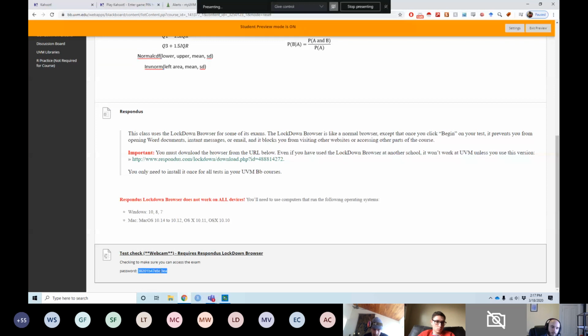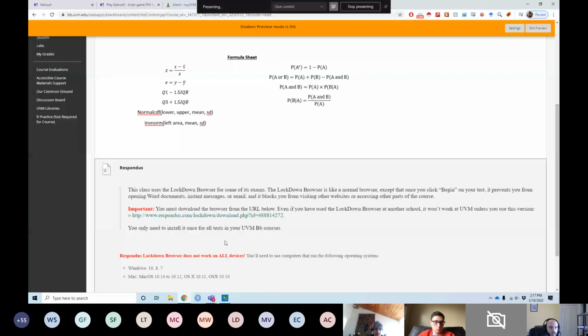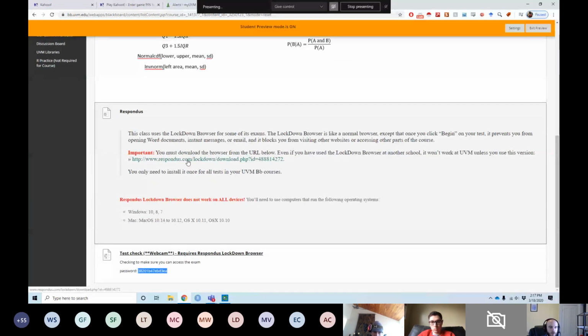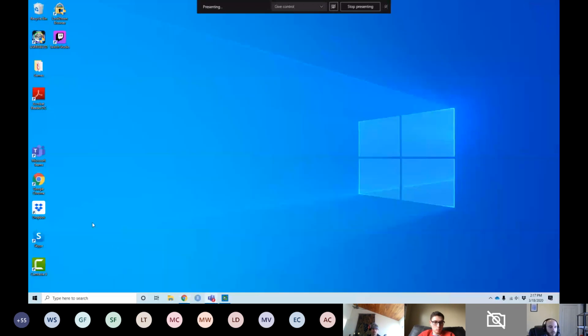It requires a password. The password will be given down here. If you want to take the practice test, the one to test to see if everything's working, if you click on this, it'll go through everything. And in order to get the Respondus lockdown browser, if you click on here, it'll give you a link to download it.